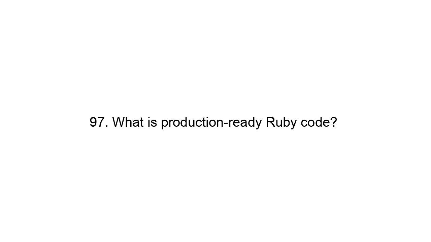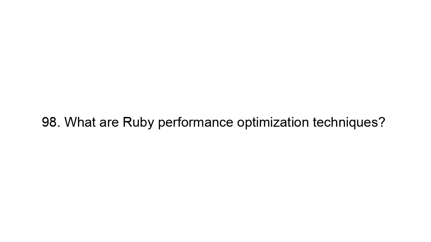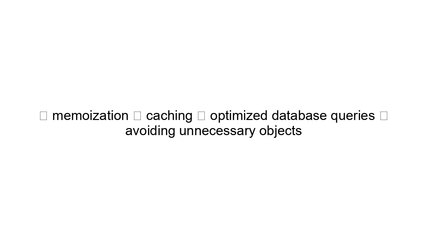97. What is production-ready Ruby code? Scalable, maintainable, secure application code. 98. What are Ruby performance optimization techniques? Caching, optimize database queries, avoiding unnecessary objects.